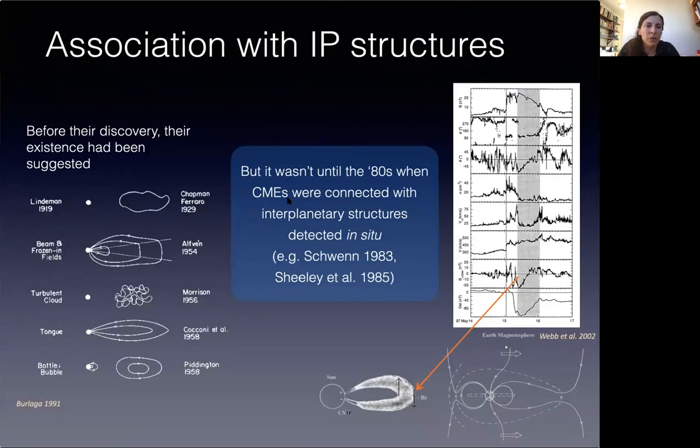Okay, but well before their formal discovery, their existence had been suggested already to explain geomagnetic disturbances, as shown here by this series of cartoons compiled by Len Burlaga. And it wasn't until the 80s when CMEs were officially linked to interplanetary structures that were detected in situ by spacecraft with very clear signatures, such as shown here in this example.